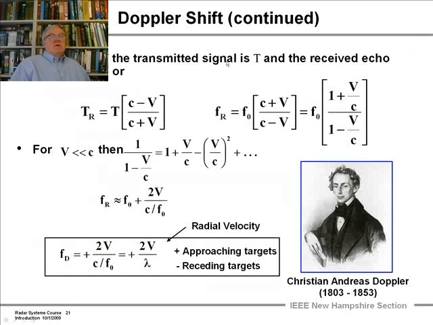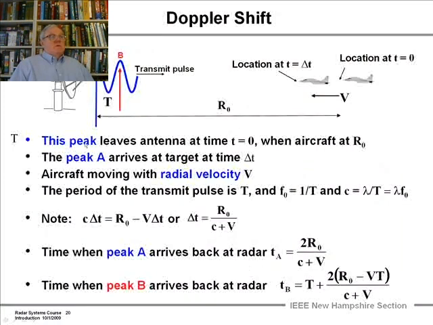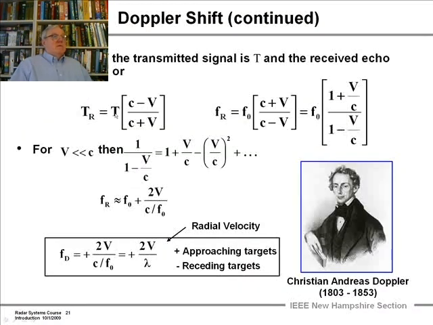Now, the period of the transmitted signal is T, and the received signal period is just the time between the received peaks. Then we just looked at what the frequency was. This is the time it received peak A and B, and that difference in time, the period, is this. Its frequency is 1 over that, which leads us, with a little algebra, to the frequency of the received signal being f0 times (1 plus V over C) divided by (1 minus V over C).